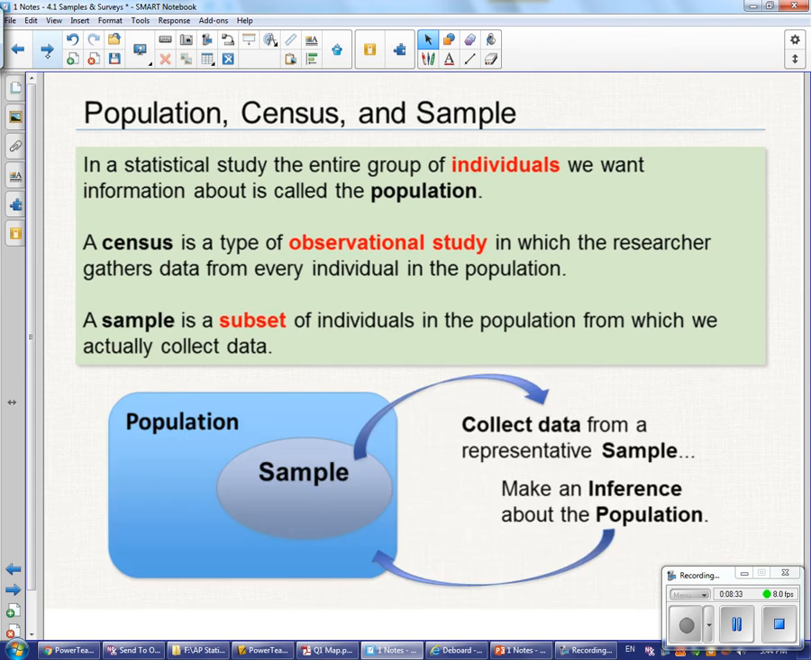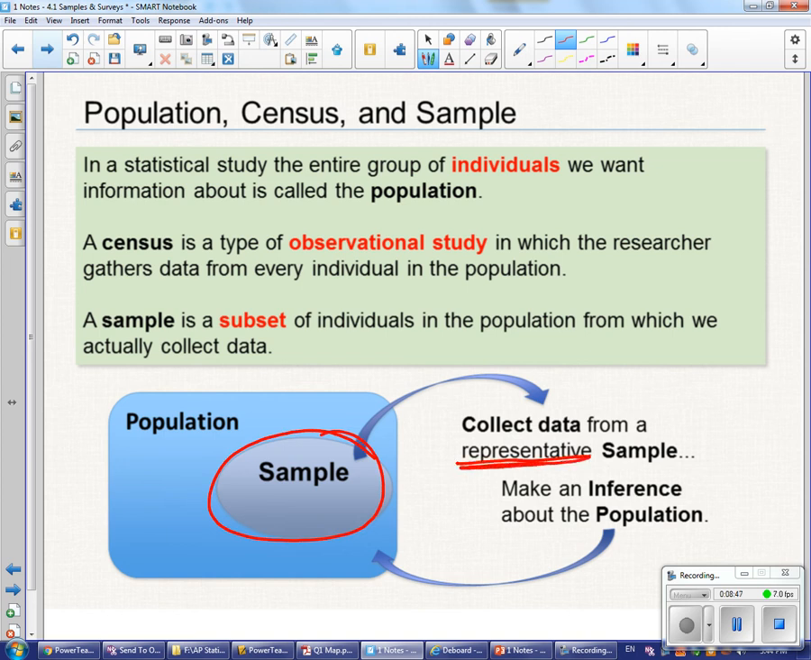And so this next slide is simply just a graphic. So we've got our population, which includes everyone, but we can't actually interview everyone, so we interview a sample of individuals. So we collect data from what we hope is a representative sample, and that's very, very important. We want to make sure that if I'm taking an interview of a small group of people from a population, that the people that I'm interviewing represent the population fairly.